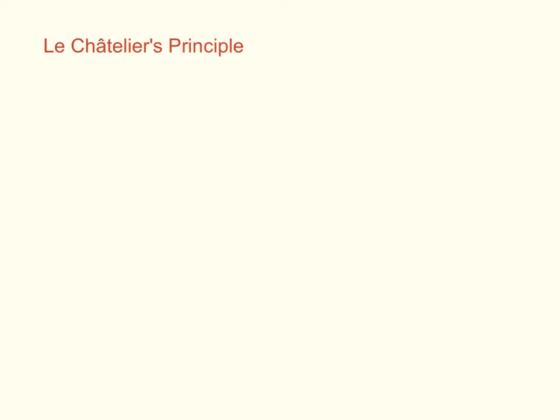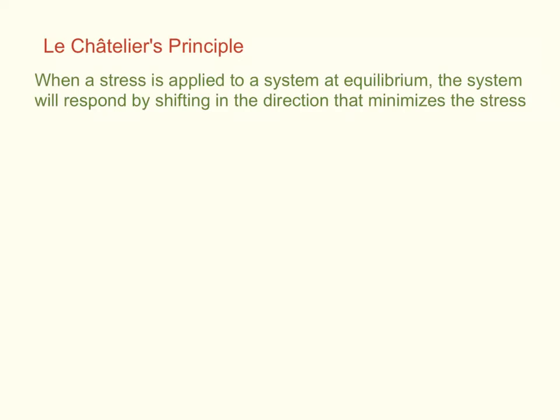In this video, I'm going to talk about Le Chatelier's principle and how it affects chemical equilibrium, and this is from section 15.6 in your book. So Le Chatelier's principle is pretty straightforward. It just states that when a stress is applied to a system in equilibrium, the system will respond by shifting in the direction that minimizes the stress. That is to say, it will move towards the reactants or towards the products, depending on what the stress is.